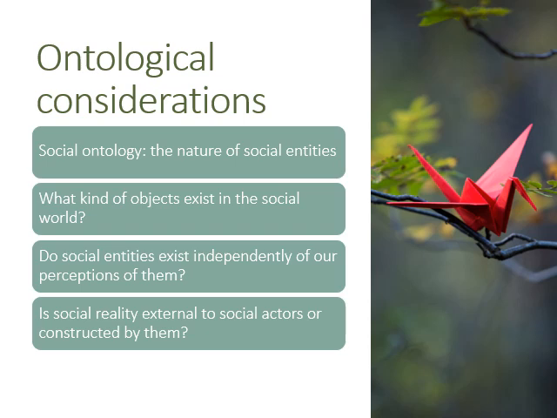So, the question, what kind of objects exist in the social world, prompts us to think about the various entities that populate the social world, such as institutions, norms, roles, relationships, and organizations. And social ontology explores whether these entities are real in the same way that physical objects are, or if they exist in a different, more abstract sense. The question, do social entities exist independently of our perceptions of them, is a central debate.